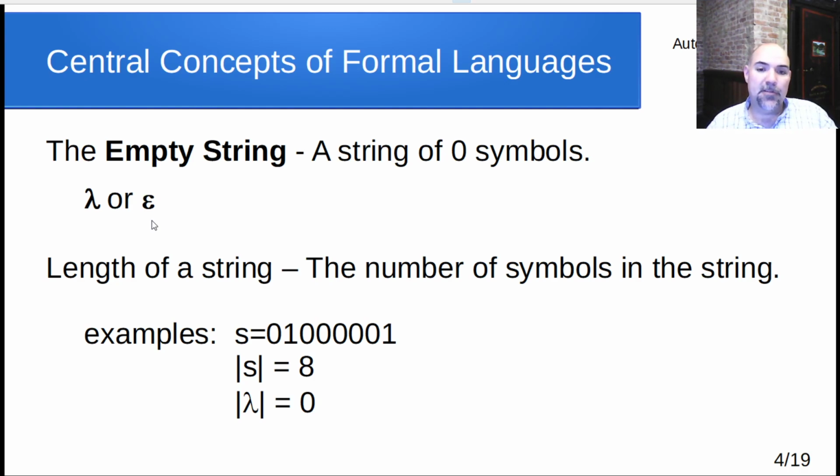Now, the length of a string is how many symbols are in that particular string. The way we represent that is with these vertical bars, just like we did the size of a set. That also is used on strings to represent the length. So here, if the string is defined as this string of 0s and 1s, then the length of that would be 8. The length of lambda would be 0.